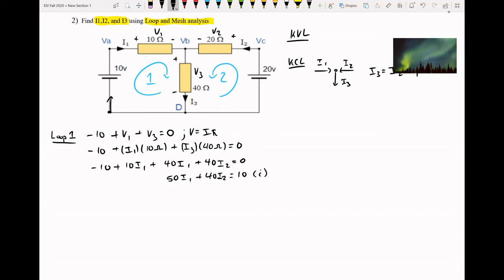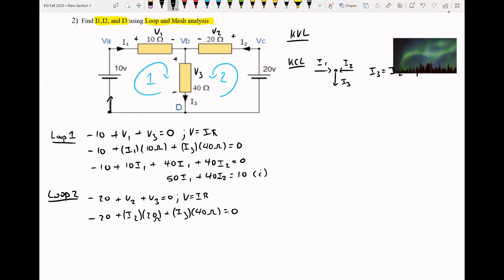If we go write loop 2, it is going to be -20 plus V of 2 plus V of 3. And that'll be equal to 0. And once again, V is equal to IR. So we can just come in here and say -20 plus I2 times 20 ohms plus I3 times 40 ohms. That'll be equal to 0.